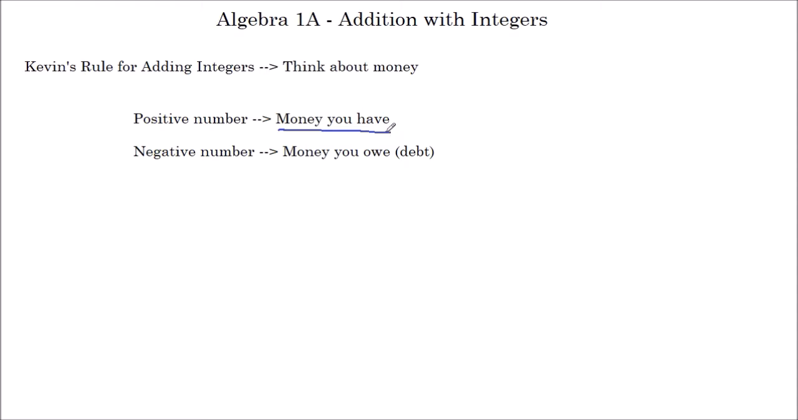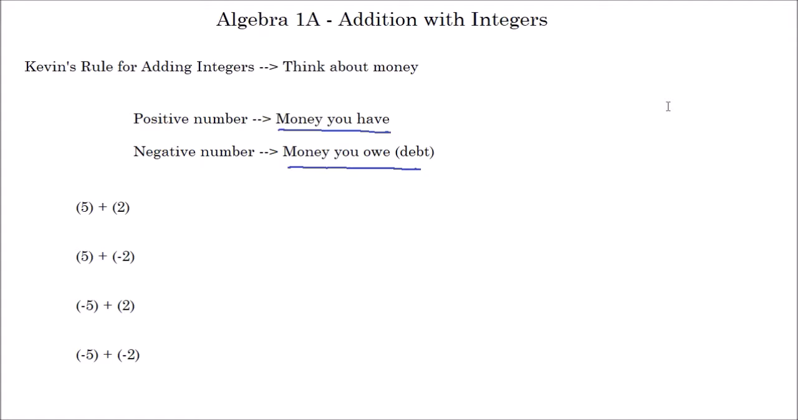And if you're adding with a negative number, you can't physically have negative $3. I can show you $3, but I can't show you negative $3. But instead I could say, oh, I owe $3. I'm in debt $3, or whatever that negative number is. I can think about it that I owe it, or it's debt.